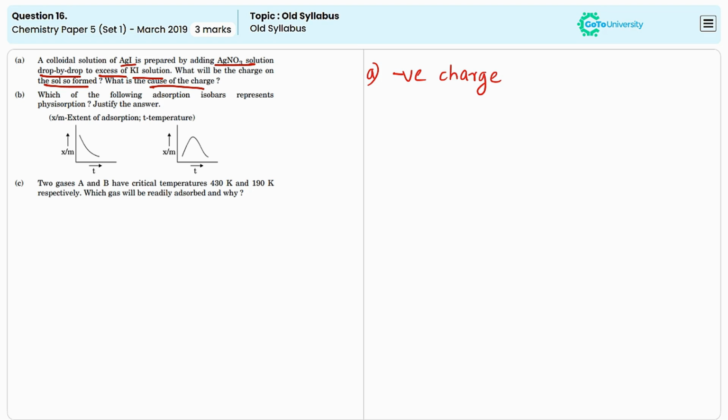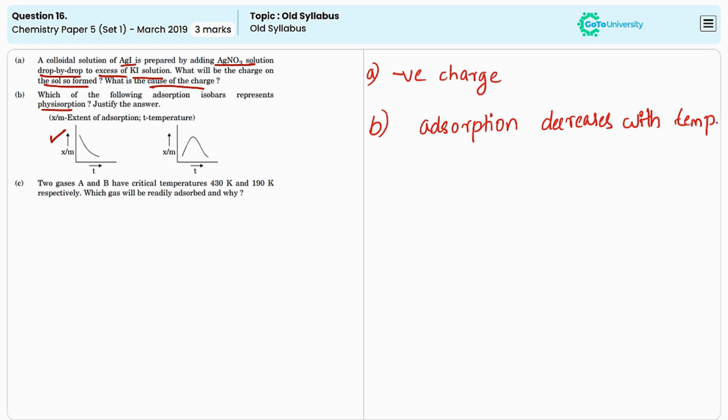In the second question, two graphical representations are given. We need to identify the one which represents physisorption. The one which represents physisorption will be the first graph because the extent of adsorption decreases with increase in temperature in case of physisorption.